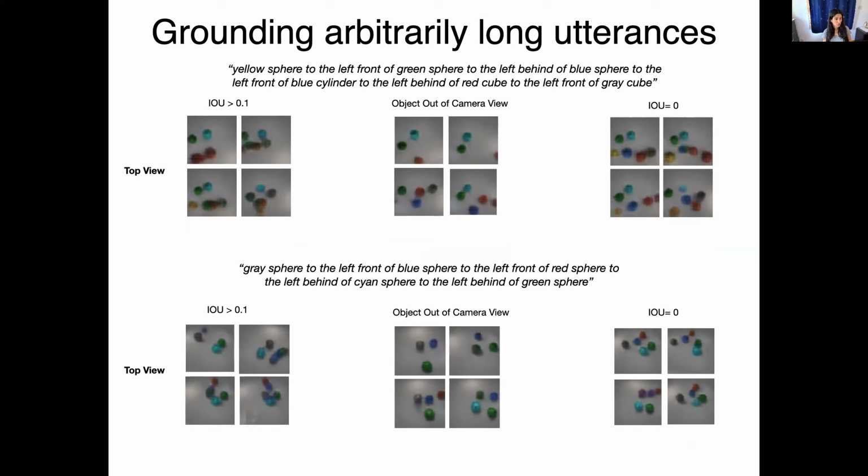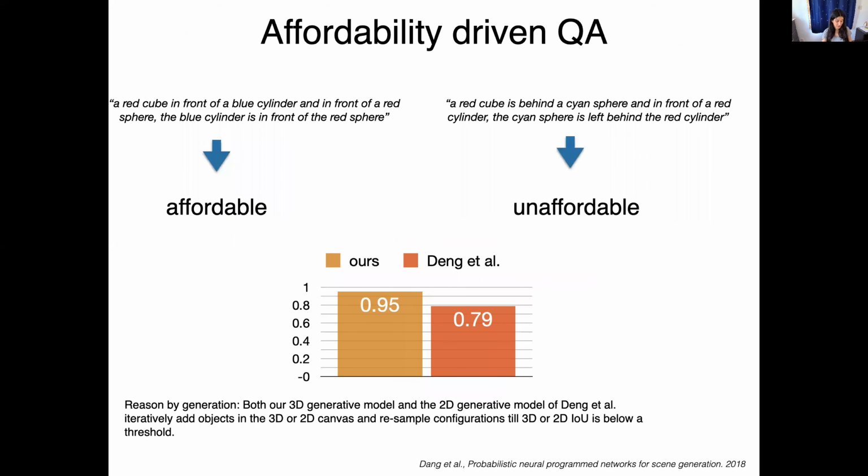And now you may say how this will help us in affordability reasoning. Well, it's going to help you because as you populate this 3D canvas, you can be checking whether objects intersect one another. And when they intersect one another, you can just go ahead and resample from your generative model till you find an affordable configuration, or till you decide that such an affordable configuration does not actually exist. So you can complain and say that, look, this doesn't make sense. So now, when we tell a machine a red cube is behind the cyan sphere and in front of a red cylinder, and the cyan sphere is left behind of the red cylinder, then the machine can say this doesn't make sense. I actually cannot generate this configuration.